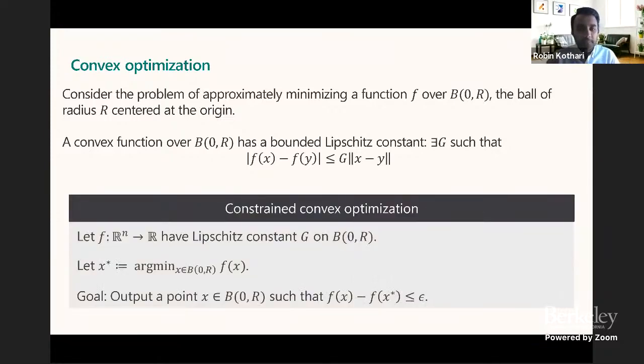Okay, so now that I've defined this, I can say what our basic problem is. Our problem is constrained convex optimization. So you have a constraint set, which is the ball of radius r. You have some function, which is Lipschitz with Lipschitz constant g. And x star is the true minimizer. It's the point inside the ball of radius r where the function f achieves its minimum value. And you don't need to find x star exactly. You just need to find an epsilon approximation. So it's fine if you output some other point x. The guarantee we require is that f of x minus f of x star is less than epsilon. Okay, so that's the basic problem we're going to be considering in this talk.